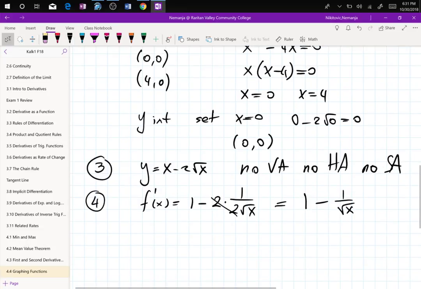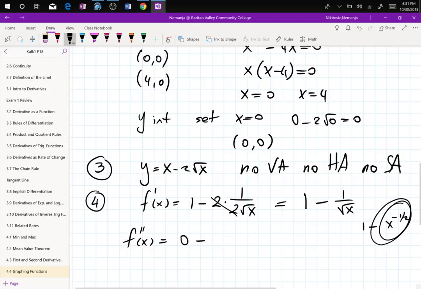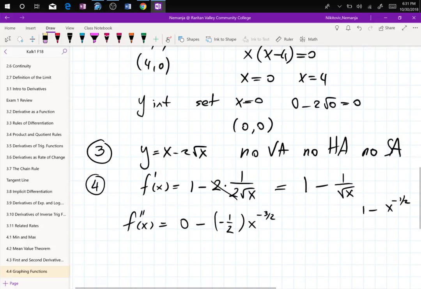Now for the second derivative, it's smart, right? For the second derivative, it's smart to rewrite the function as 1 minus x to the negative 1/2, because this is the easiest way to take the derivative when it's in exponent form like that. So what we do is the derivative of 1 is 0 minus, and then we take the derivative of x to the negative 1/2. So we take negative 1/2, x to the negative 3/2, and then the derivative of the inside is just 1, so we don't have to worry about it.